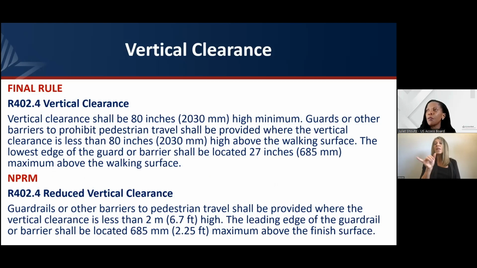Similarly, the requirement for vertical clearance has been revised, but the intent is still the same, and vertical clearance requirements apply to the entire width of the pedestrian circulation path, not just the pedestrian access route. In the final rule, we have the vertical clearance at R402.4.